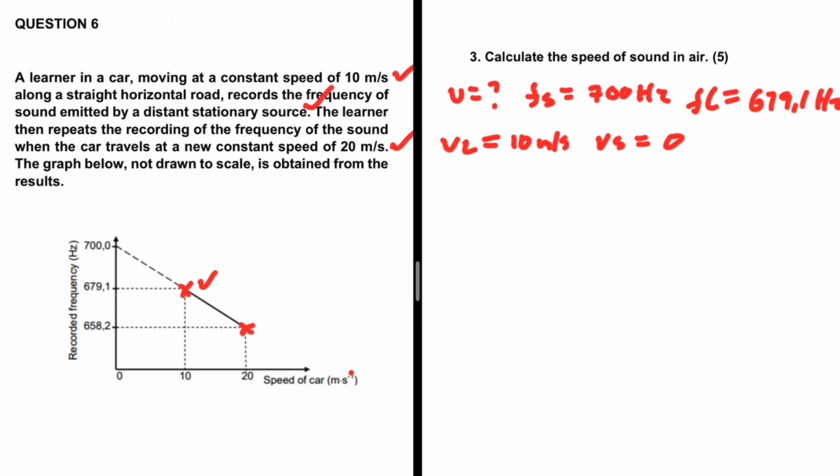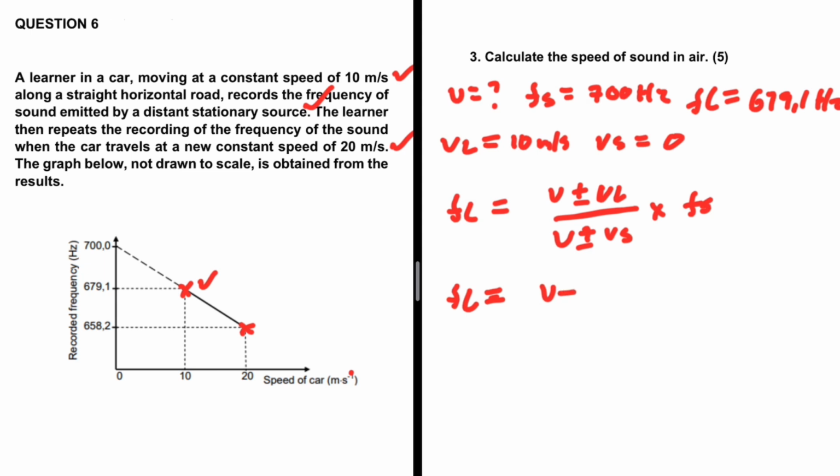So with this data, we can then use FL equals V plus or minus VL divided by V plus or minus Vs, multiplied by Fs. We know fully well that our listener is moving away. So we're going to have V minus VL divided by V. Our source is stationary, so plus or minus 0. It's not going to really change anything. Multiplied by Fs. Right, here on the numerator we have minus because our listener is moving away.